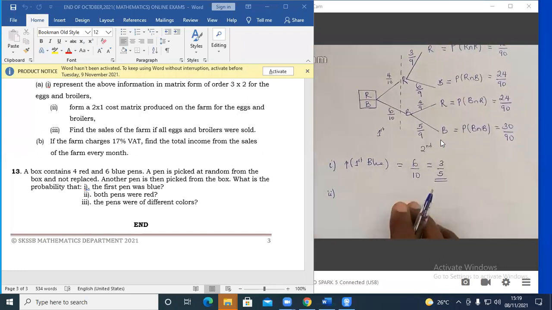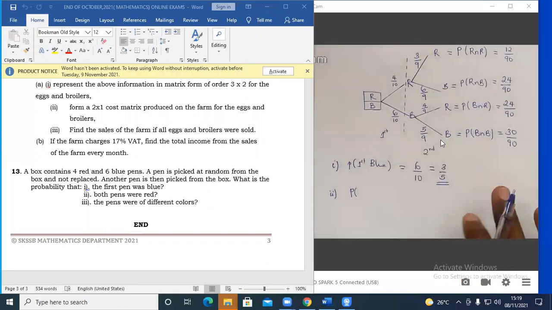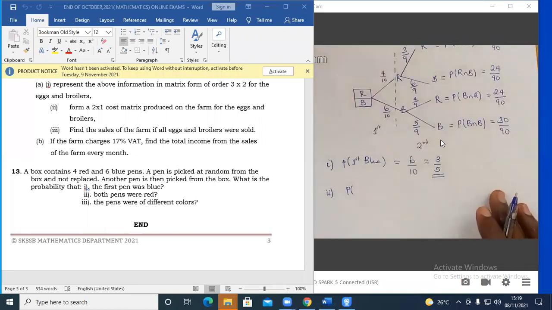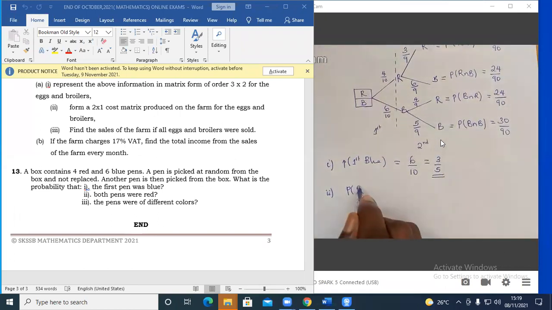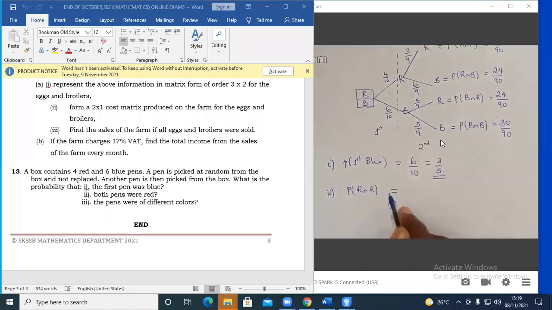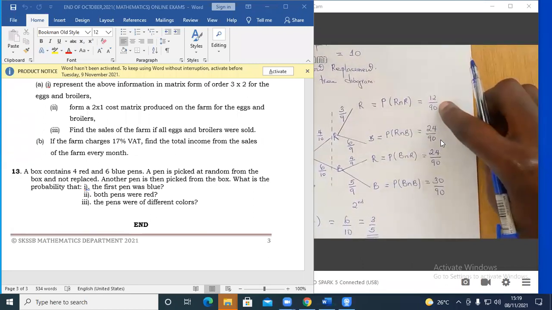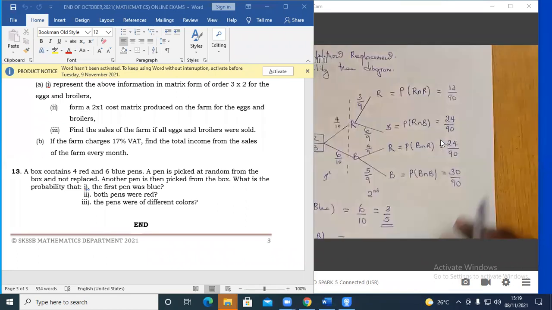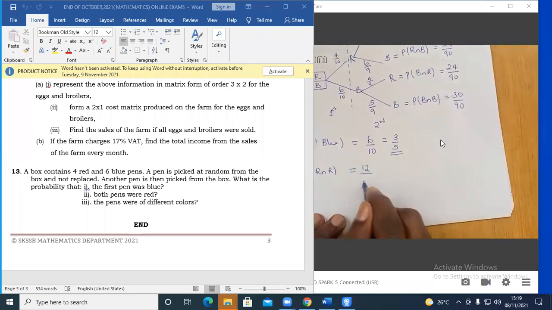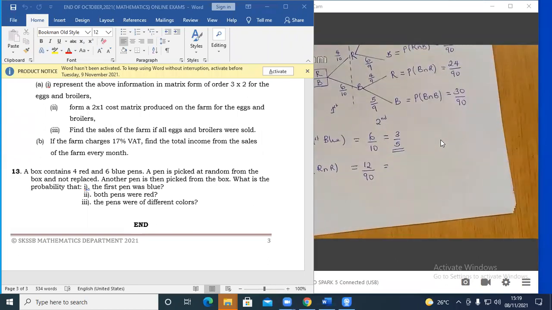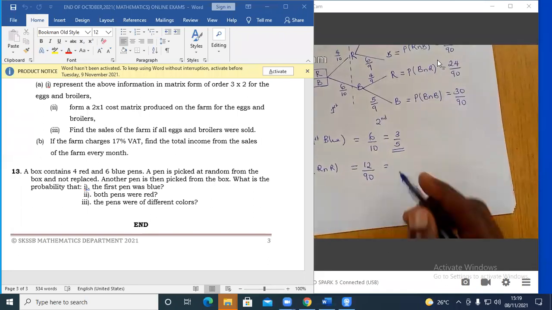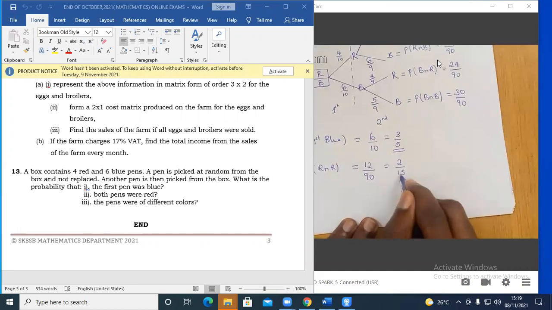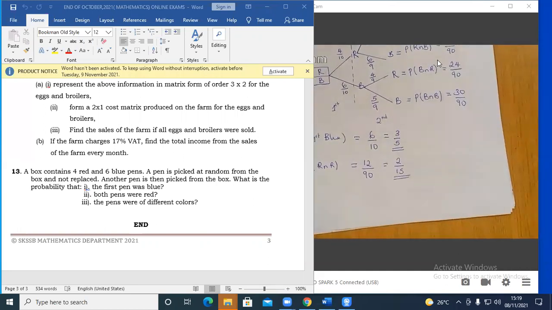The second one is asking the probability that both pens were red. Probability of getting red and red is 12 out of 90. Can you simplify that? If you simplify, you get 2 out of 15.